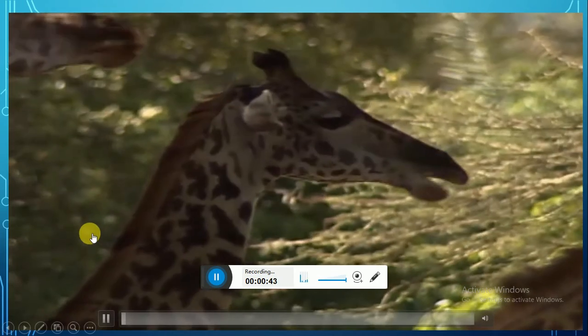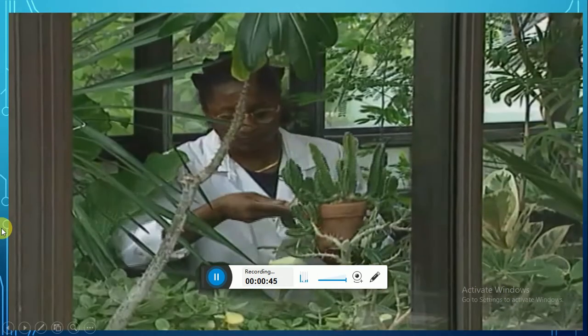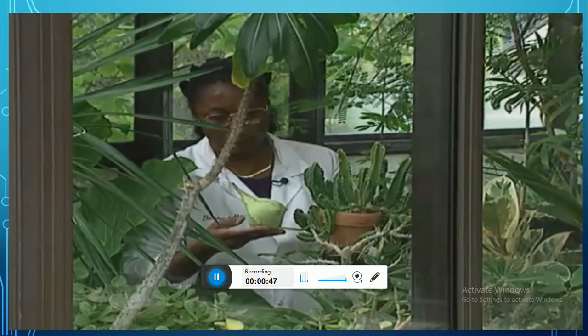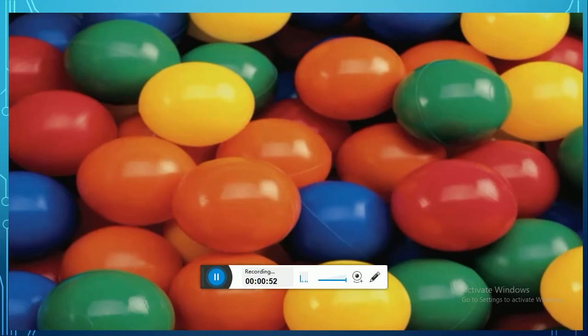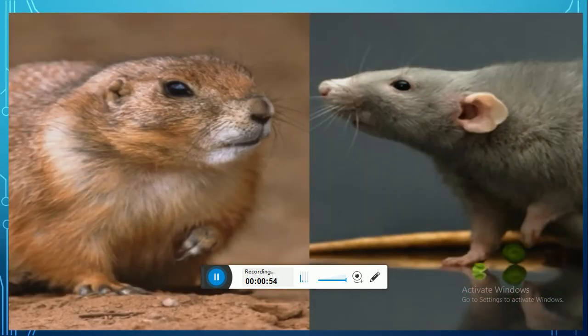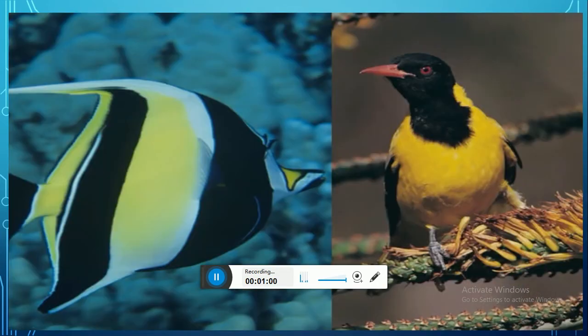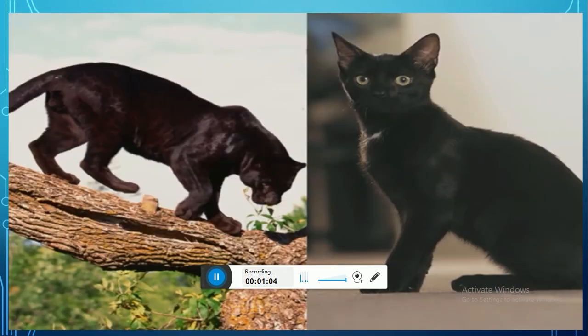Plants and animals are living things. Scientists group living things in different ways. You can group things by size, color, and shape. This rat and prairie dog don't look alike, but they are about the same size. Look at this bird and fish. They are about the same color. This house cat may be much smaller than this panther, but they do have the same shape.